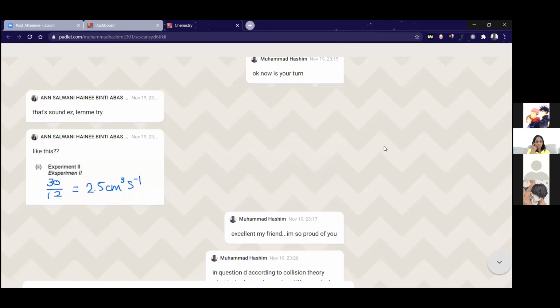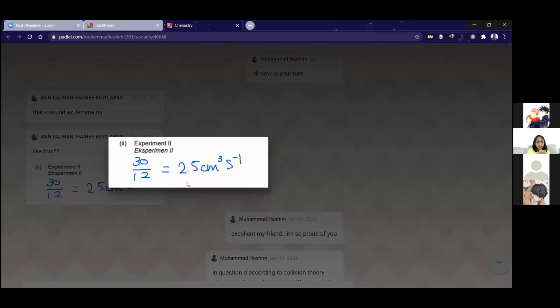Okay, that sounds easy. Let me try. So for experiment 2, it's 30 divided by 12, right? So the answer is 2.5 cm cube per second, right? Yeah, for experiment 2 it's the same 30 cm cube, and the time taken is just 12 seconds. So 30 divided by 12, we get 2.5 cm cube per second.